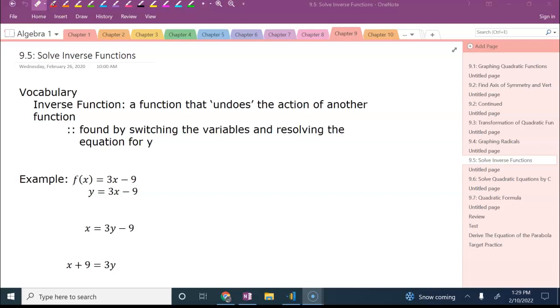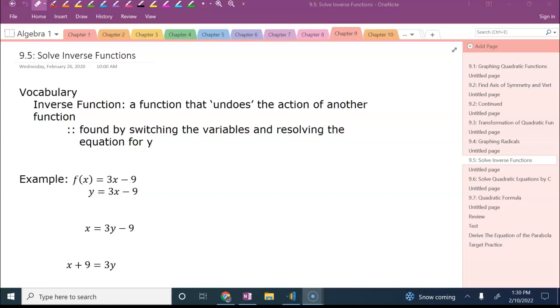For Chapter 9, Section 5, we are going to go over how to find the inverse of a function. An inverse function is a function that undoes the action of the function that you started with. And when I say function, I mean the equation that you're working with. So you're going to start with an equation, and I'm going to show you the process that you can follow in order to help you find the inverse.